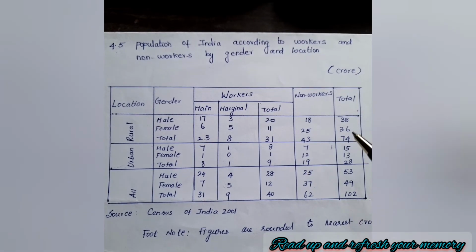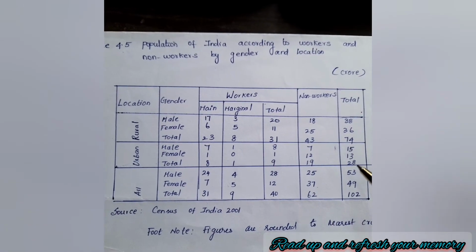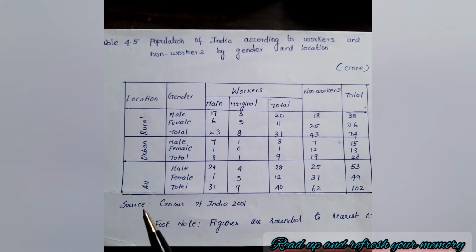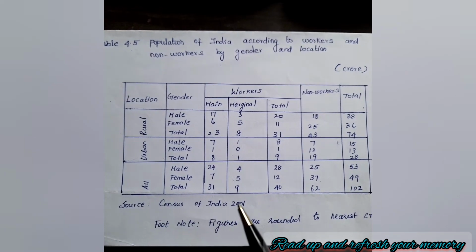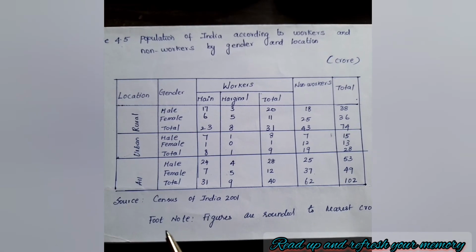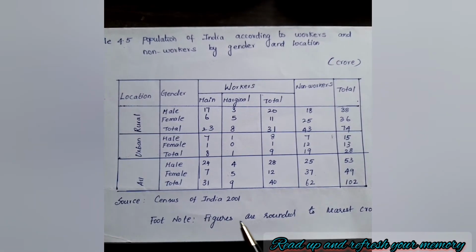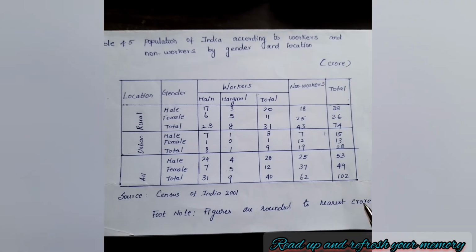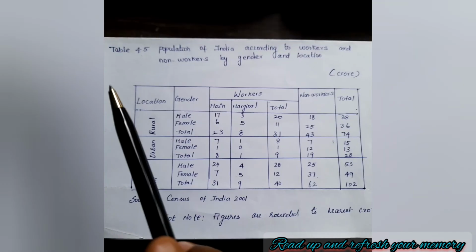Next, source note. Source note is used when secondary data is used, to mention the source from which data for the table or the table itself was retrieved. Then footnote. When some characteristics or items of the table are not adequately explained, footnotes are used to explain those items.